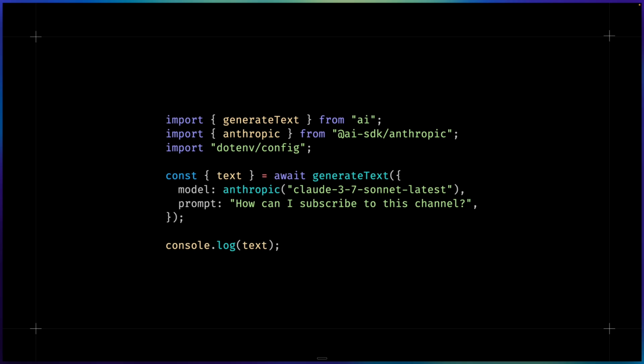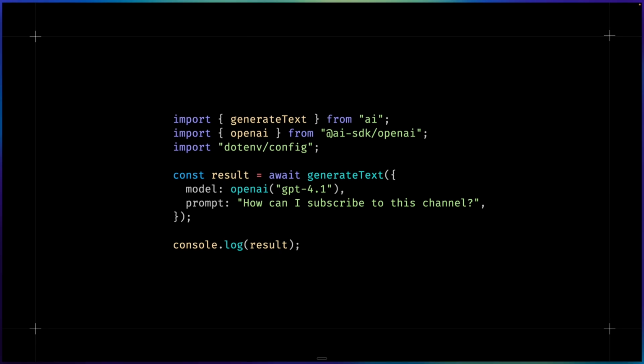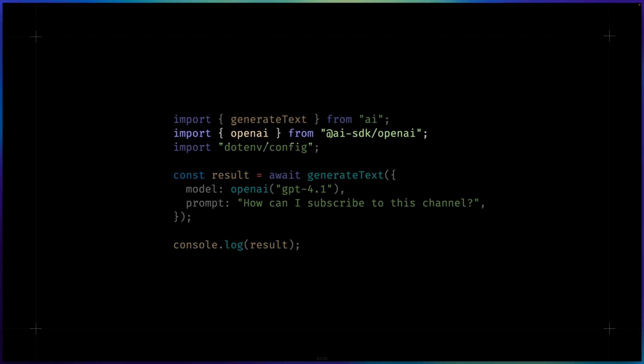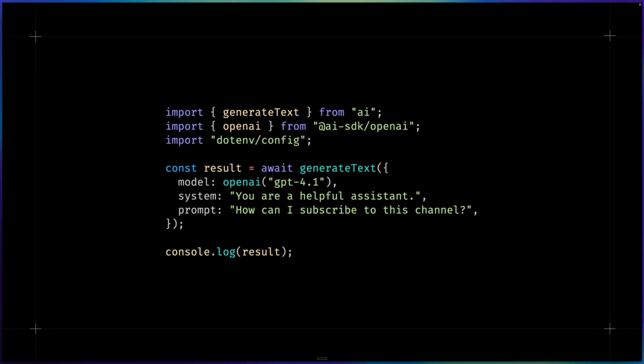Now that we understand why AI SDK is so powerful, let's start exploring its core functionality, starting with generateText. At its bare bones, here's how simple it is. You import generateText, you import a provider like OpenAI, you pass it the model and the prompt, and that's it. Clean and minimal. But if you want to step it up and give a better user experience, we can also add a system prompt. A system prompt helps guide the model's behavior, setting the tone or giving it specific instructions before the user even says anything.